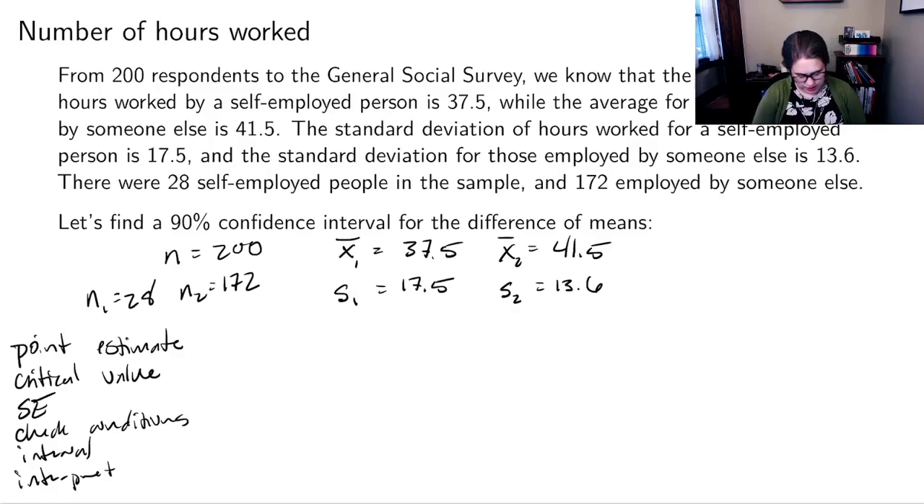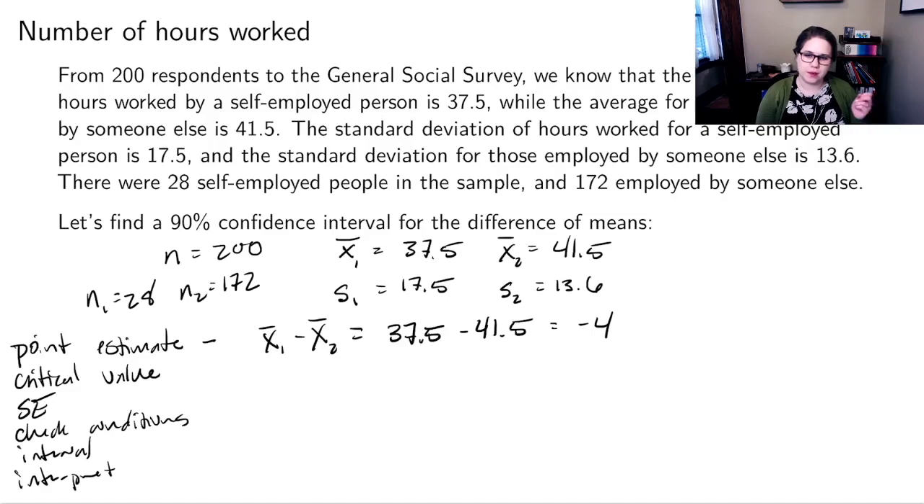So our point estimate is going to be the x1 bar minus x2 bar. So that's going to be 37.5 minus 41.5, or -4. And you could have done the subtraction in the other order if you wanted to. The most important place to remember which order you subtracted is when you do the interpretation.